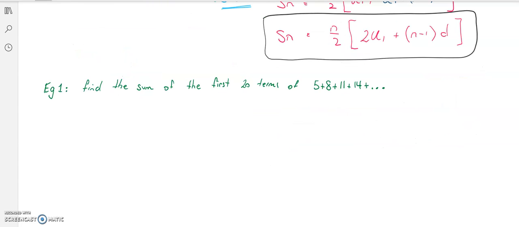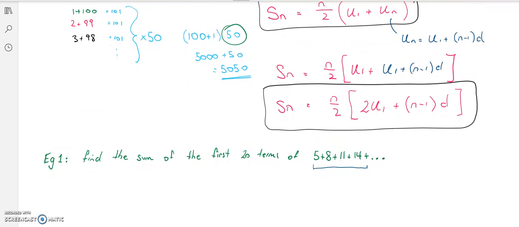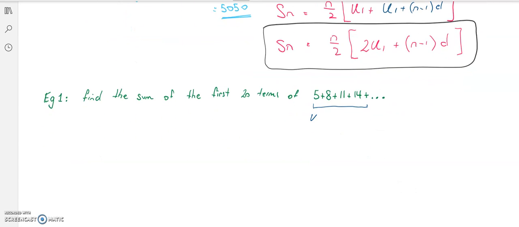Okay, so here's an example. Let's find the sum of the first 20 terms of this sequence here. Well, from this, right, 20 terms. So I don't know what that last term is. So which formula do you think we're going to use? I reckon it's going to be this one here, the second one. So U1 is 5, d is equal to 3, and n equals 20. I always reckon it's good to get all that info down.